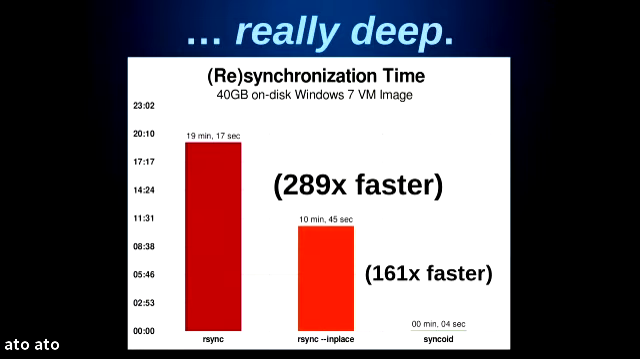So, you know, now ZFS replication is only 161 times faster on that 40 gig image, right? But does 40 gigs sound like a reasonable size for a Windows virtual machine image? What if we look at about 2 terabytes instead?